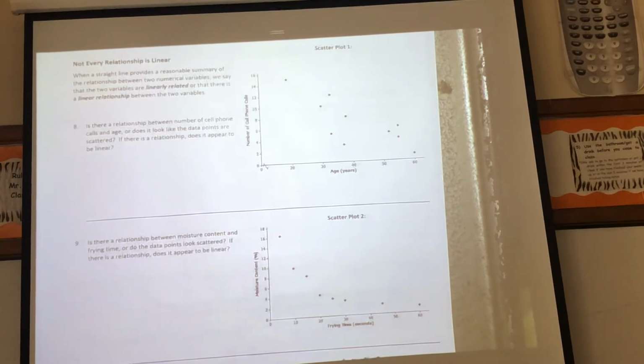Looking at 8. Is there a relationship between the number of cell phone calls and age, or does it look like the data points are scattered? If there is a relationship, does it appear to be linear? So I'm looking at this. All right, it doesn't look too scattered. It looks like there is a relationship.